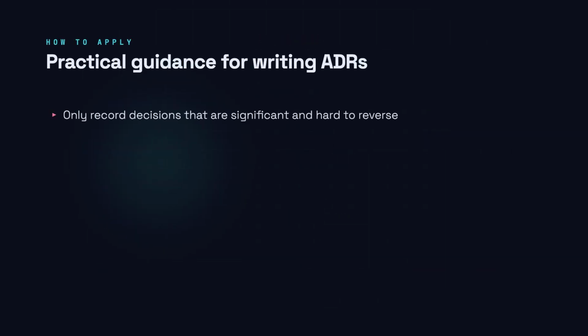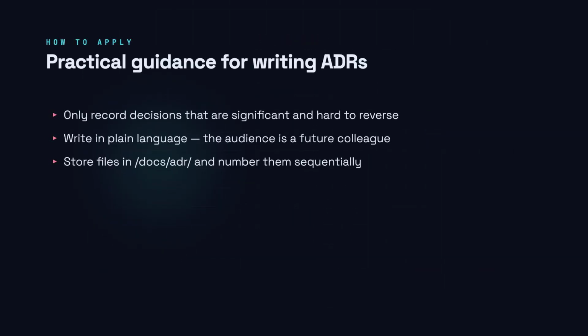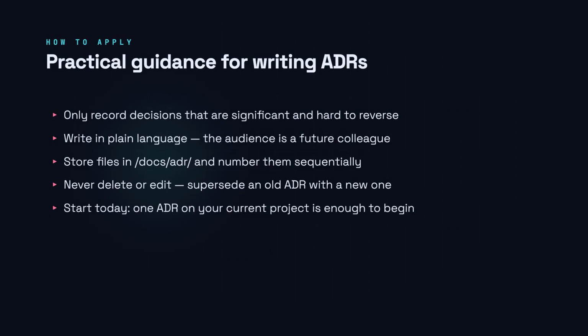You do not need to document every micro-choice, only the ones that are significant, costly to change, or likely to be questioned later. Choosing a framework, adopting event sourcing, deciding to keep a monolith, those qualify. Naming a variable does not. Keep the writing plain and honest, including the options you rejected and why. Critically, ADRs are append-only. If a decision changes, you write a new ADR that supersedes the old one, preserving the full history of your thinking over time.